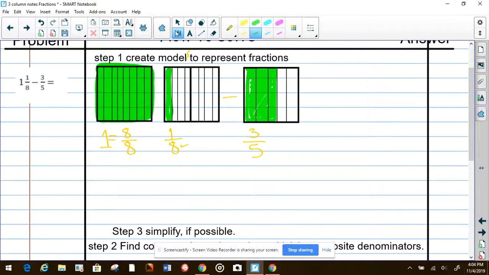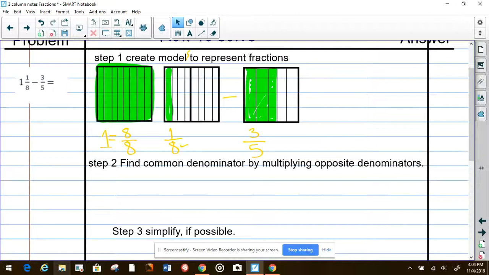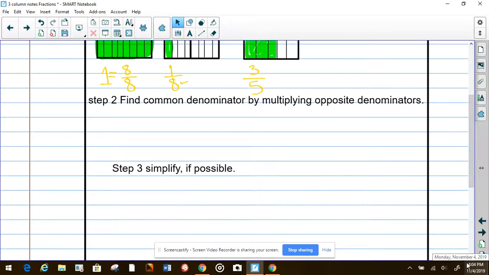So that was our first step. We're representing the numbers with pictures. Now our next step is find common denominators. Find a common denominator by multiplying. Okay, let's do that. And let me add the words a common denominator.